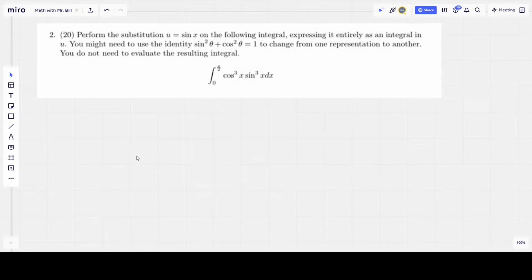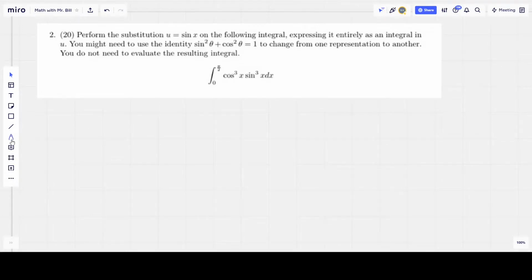So let's get into this one. This one asks you to perform the substitution u equals sine of x on the following integral, expressing it entirely as an integral in u. You might need to use the identity sine squared plus cosine squared equals 1 to change from one representation to another. You do not need to evaluate the resulting integral. So we've got our integral from 0 to pi over 2 of cosine cubed times sine cubed dx.